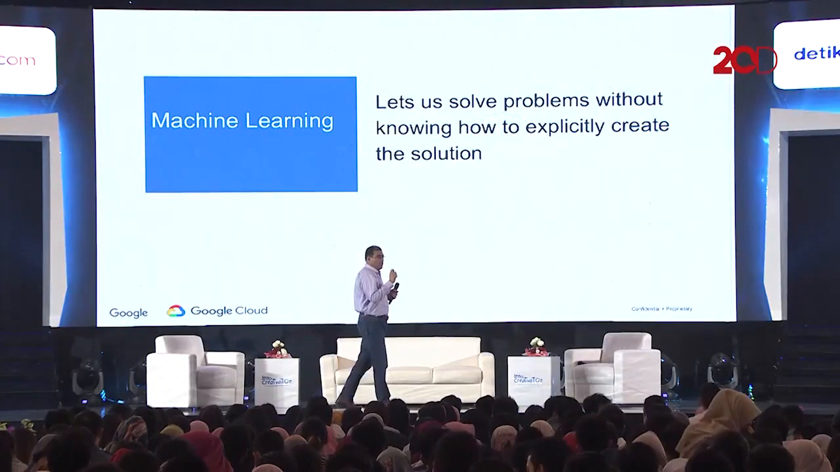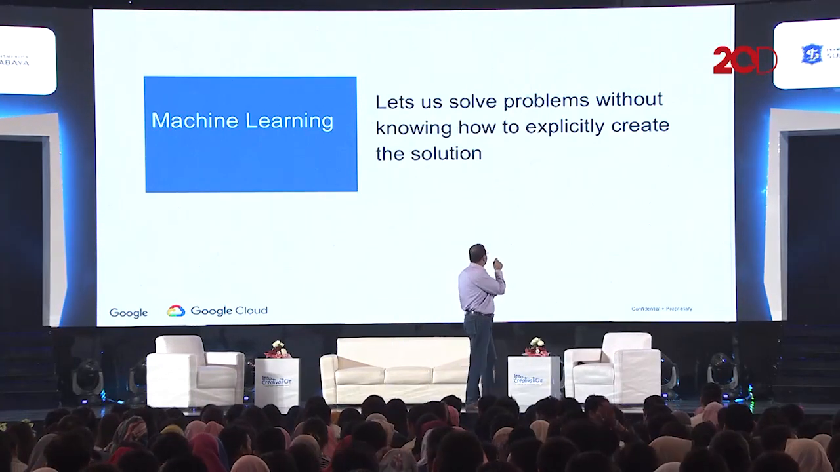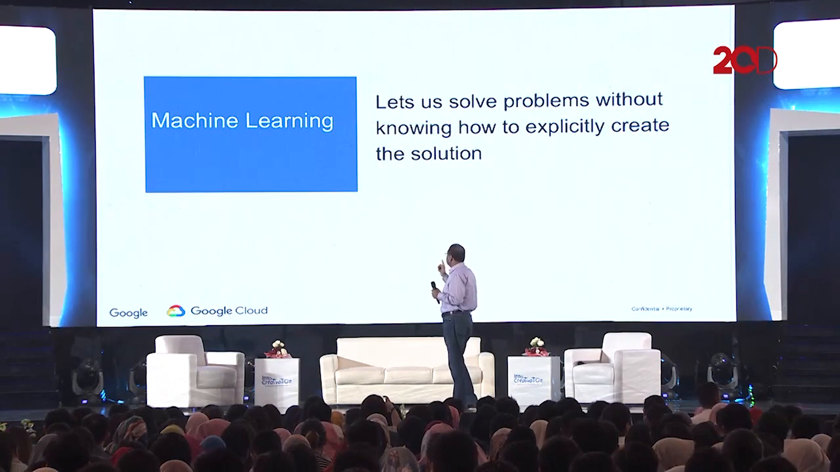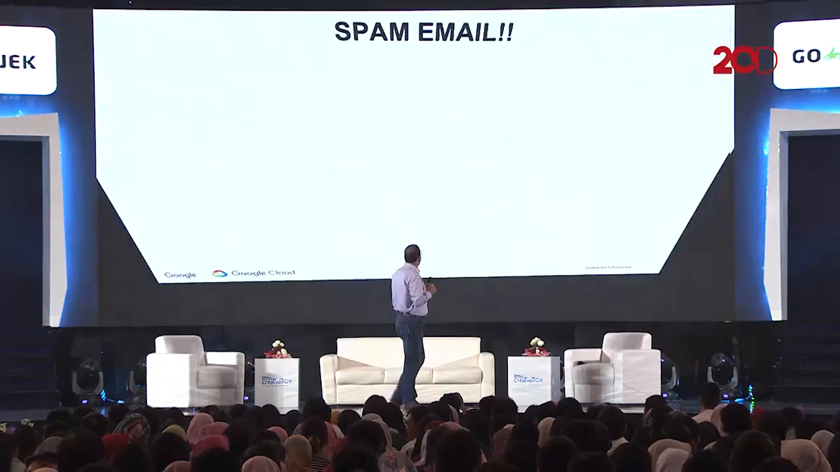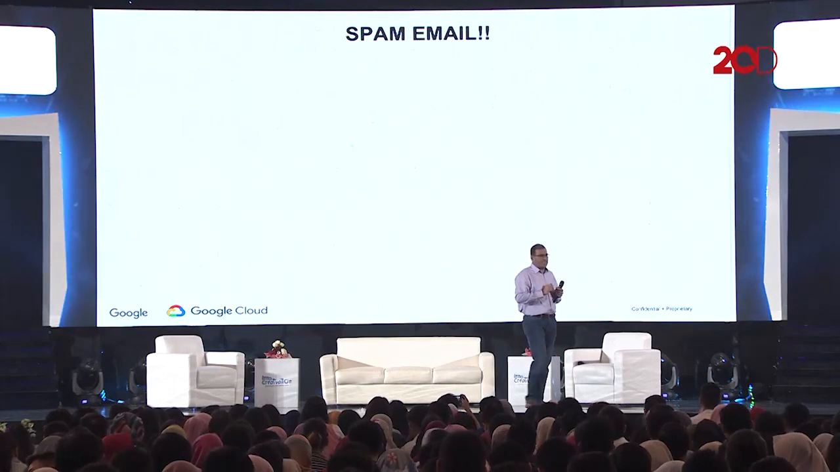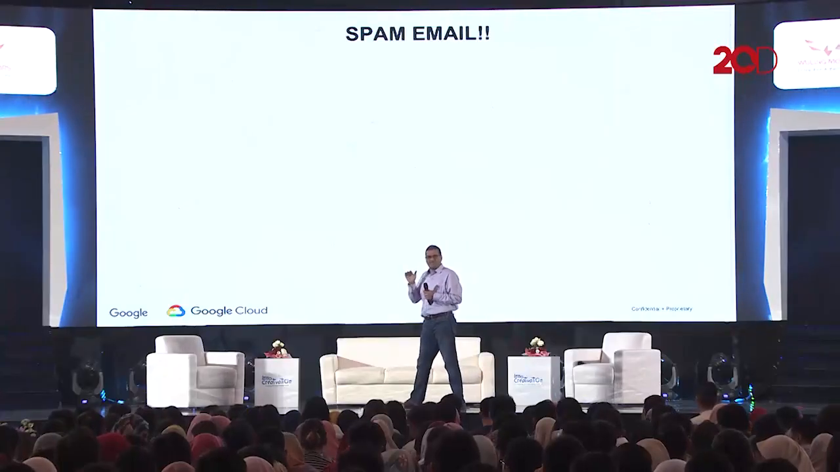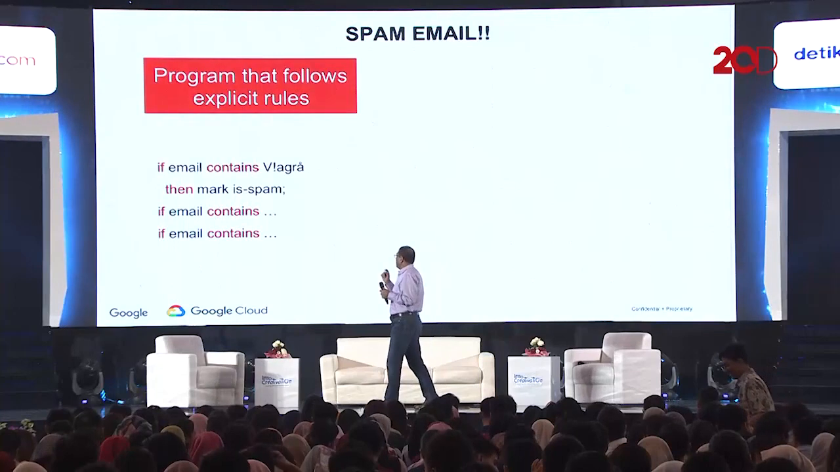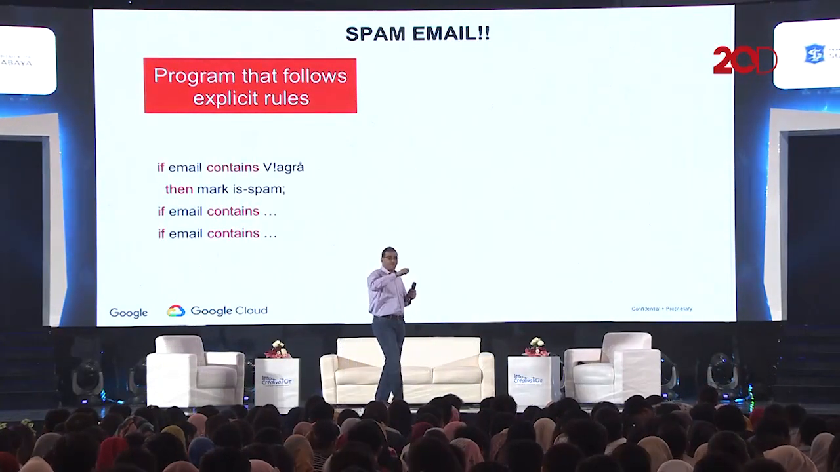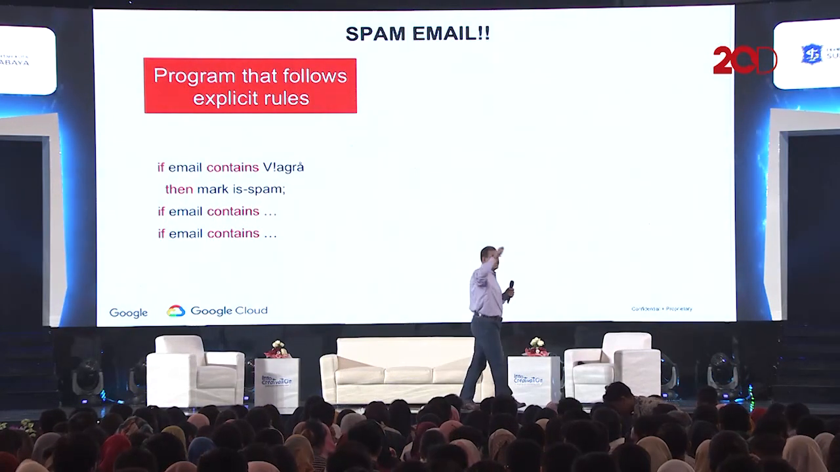So, in very simplistic terms, machine learning is trying to solve a problem without knowing what the solution would be. How many of you got spam emails about 5 years back? Trust me, it will be everybody. But if I ask you the same question, if you've used a Gmail account, how many of you have got spam emails in the last 2 years? Probably the number of hands would be much less. You know why? Earlier on, it was as simple as this. If the email contains something, then you mark it as a spam.